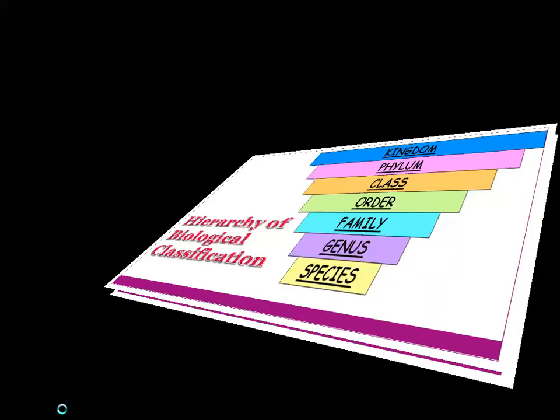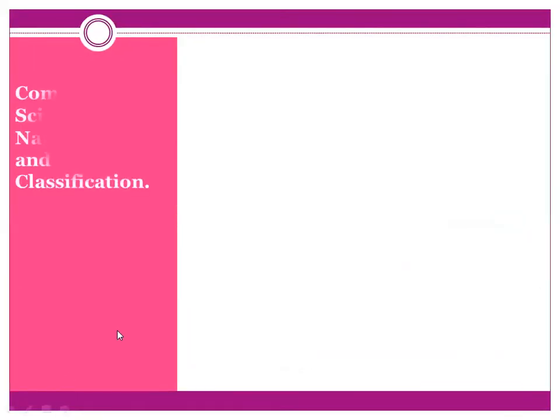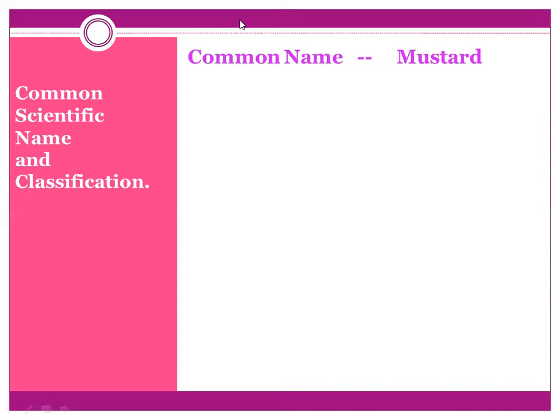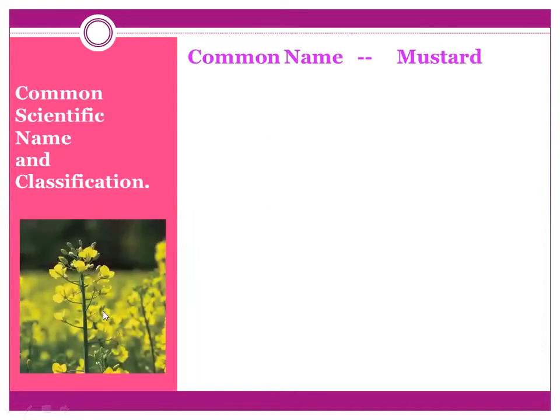Now the next is common scientific name and classification. We will quickly go through the common scientific name and classification of some most important plants or animals so that you can understand this classification very clearly. Here we will start from the common name, that is mustard. What is mustard? Mustard is a plant, and in Urdu it is sarson ka pauda. Here is a picture of your mustard plant.